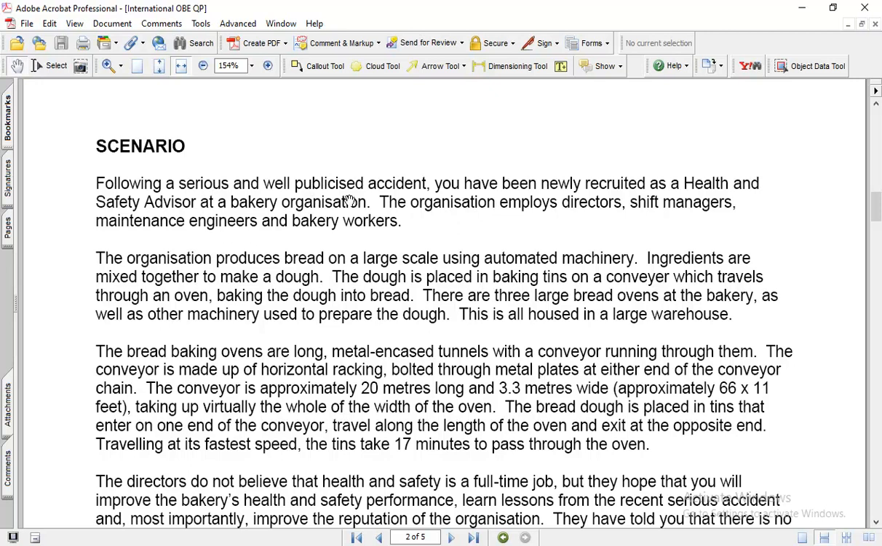Following a serious and well-publicized accident, you have been newly recruited as a health and safety advisor at a bakery organization. So recently there has been an accident in a bakery organization, and you are recruited as a health and safety advisor in the organization. The organization employs directors, shift managers, maintenance engineers, and bakery workers. So this is the organization chart.